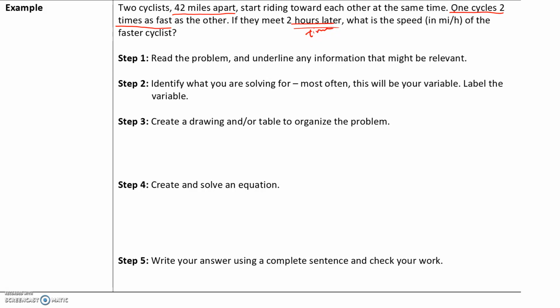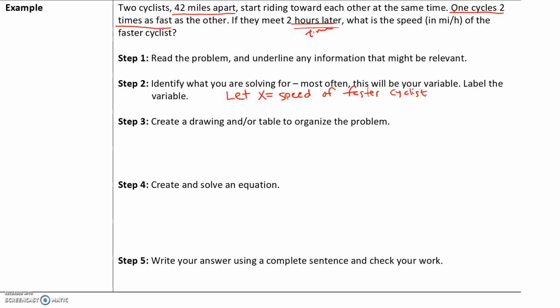Okay, so we read the problem. We underline any information. Identify what you're solving for. That's super important. Start with the question. What is the question asking? What is the speed of the faster cyclist? So we can use whatever variable. Let's just use x. So let x equal the speed of the faster cyclist. Okay, so now we know what we're looking for.